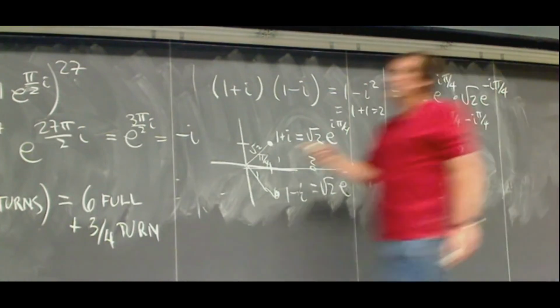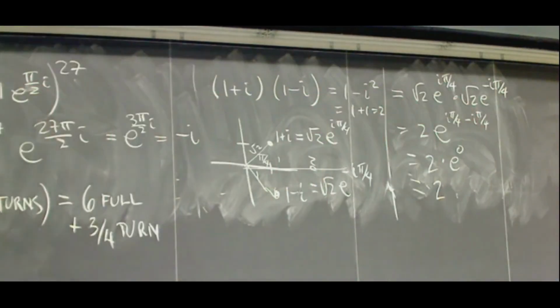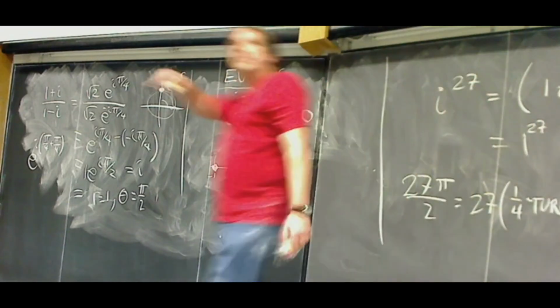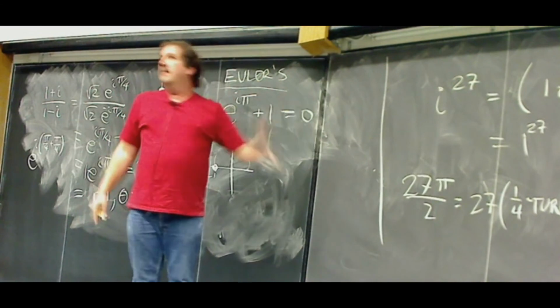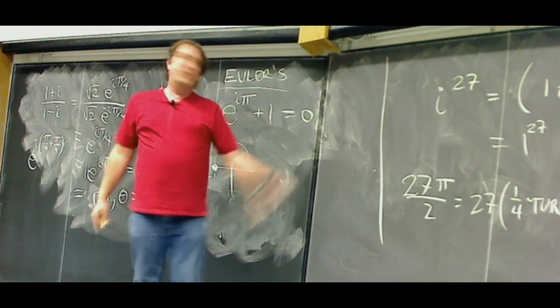Right? Because every time I multiply by another i, I do a quarter turn, quarter turn, quarter turn, quarter turn. I go around 6 times, and then I go around 3 more quarters, and I'm good.